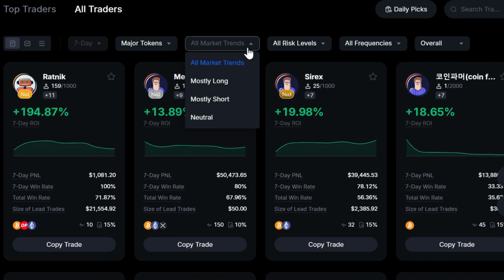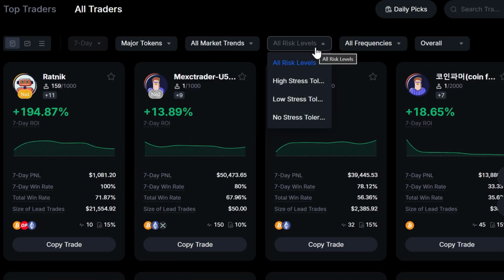The type of trends tells you the trader's directional bias. Some traders are mostly long, meaning they primarily bet on prices going up. Others are mostly short, meaning they mainly bet on prices going down. And some are neutral, meaning they trade both directions depending on market conditions. If you believe the market is bullish, you might want a trader who's mostly long. If you think we're heading into a bear market, a trader who's mostly short could be better. Neutral traders are more flexible and can adapt to any market condition.